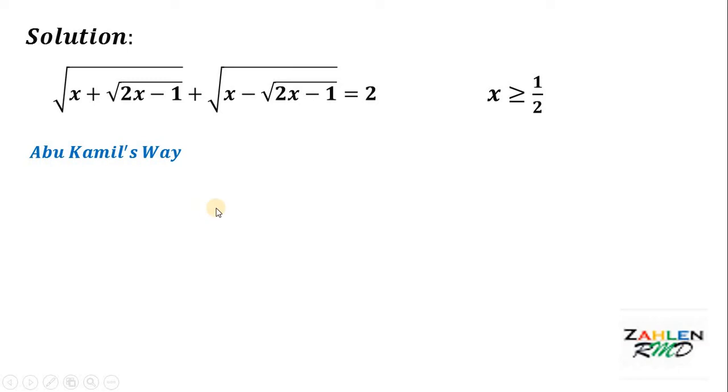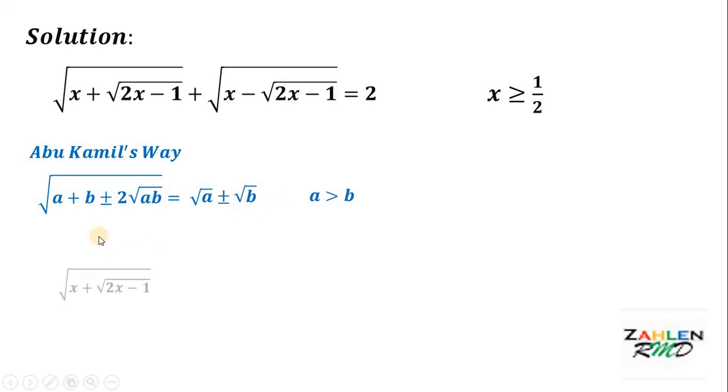Now the question is, what is Abu-Camil's way? Now if we have the square root of a plus b plus or minus 2 multiplied by the square root of a times b, it is equal to square root of a plus or minus square root of b, provided that a must be greater than b. I have some videos about Abu-Camil's way. If you want to watch that video, I will put the link in the description of this video.